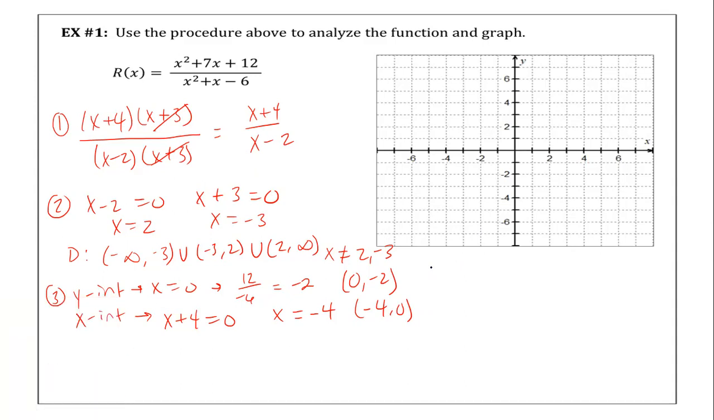All right, so now we're at number 4. It's asking us to find our vertical asymptotes and/or holes. So do we have any vertical asymptotes? Yes. To find your vertical asymptote, you set your denominator equal to 0, and what is it at? +2. At x equals 2, there is a vertical asymptote.